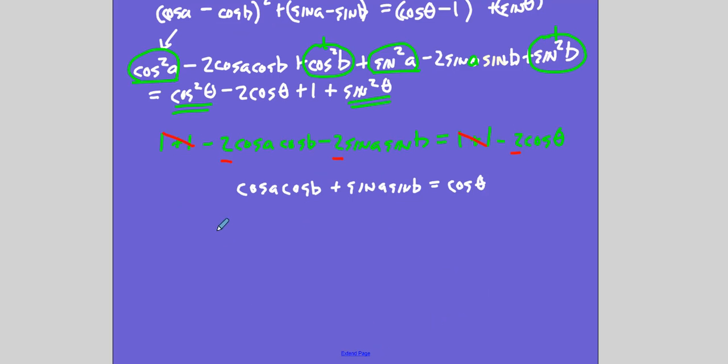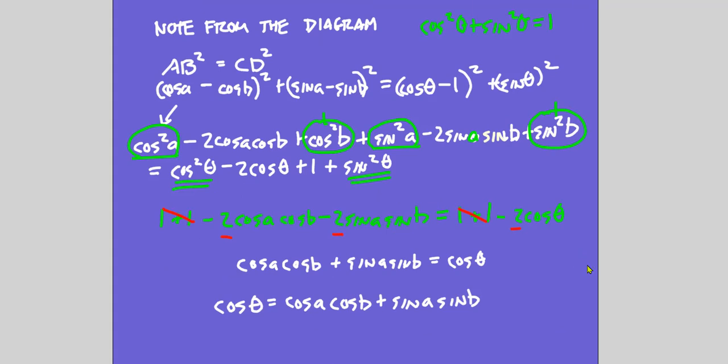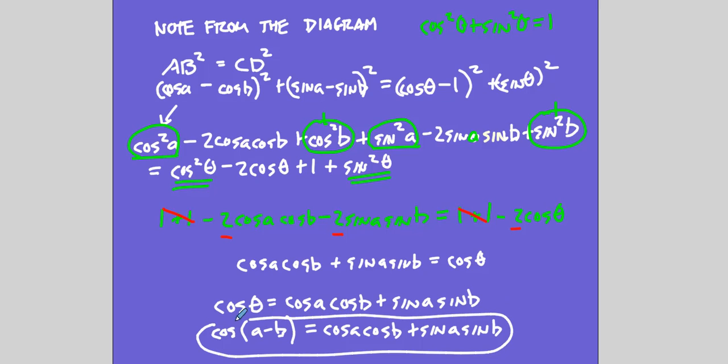Okay, so now we have cosine theta equals cosine A cosine B plus sine A sine B. But theta, way back at the beginning of this thing, I said is equal to A minus B. So I can now finish my derivation by saying the cosine of A minus B equals cosine A cosine B plus sine A sine B. This property is going to be very important in deriving some other properties of the sum and difference of sine and cosine.